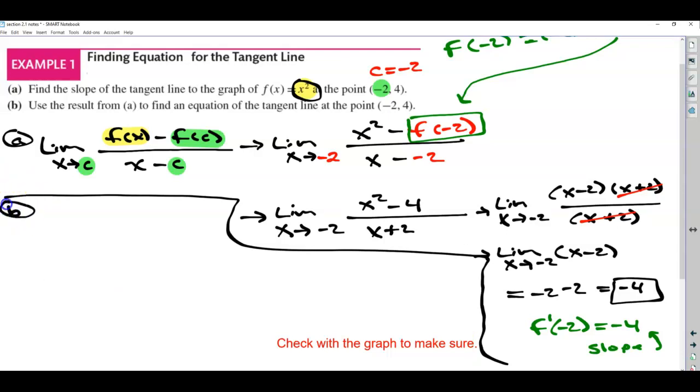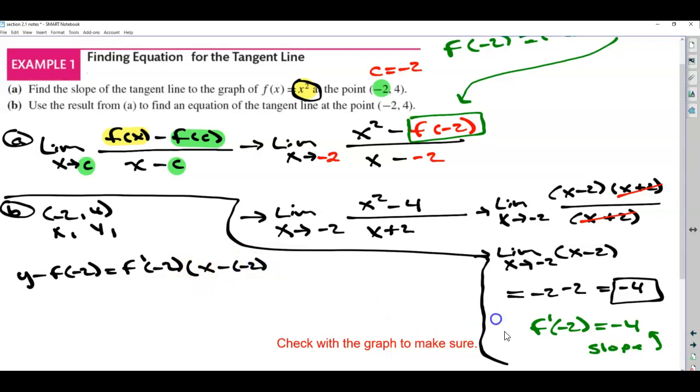All right, part B, I have to use the result from part A to find the equation of the tangent line at the point -2, 4. So what do I know? -2, 4, that's my point. That's x1, y1. And the slope is -4. We just found that. So I'm going to take my equation and I'm just setting up the equation of the tangent line that we just talked about on the last page.